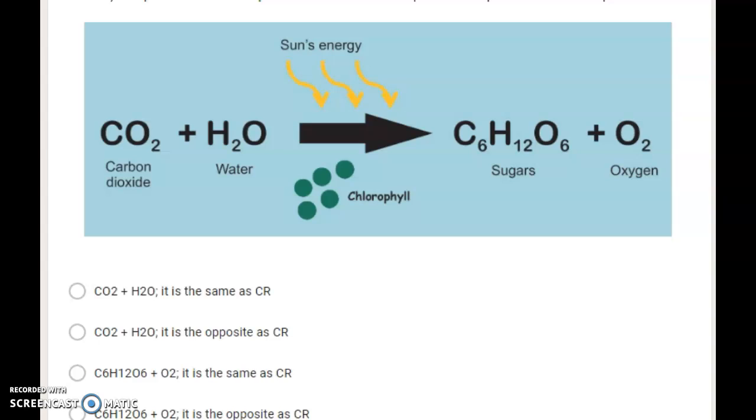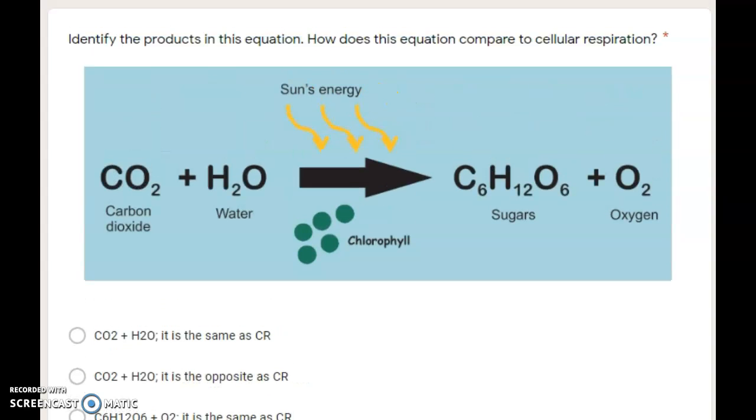Okay, we are going to go over the photosynthesis and cellular respiration formative. Our first question says, identify the products in this equation and how does this equation compare to cellular respiration?